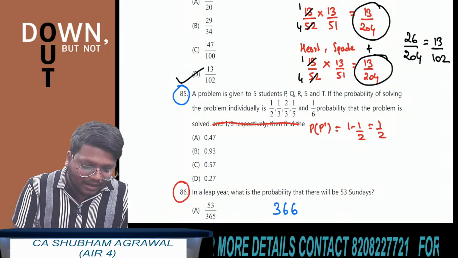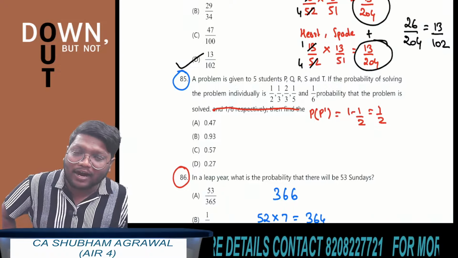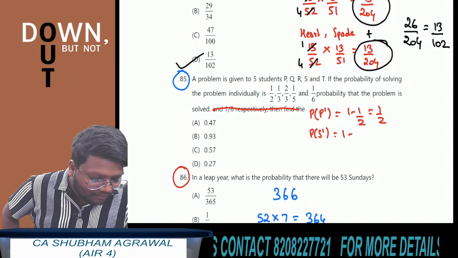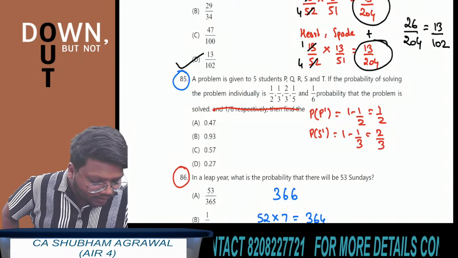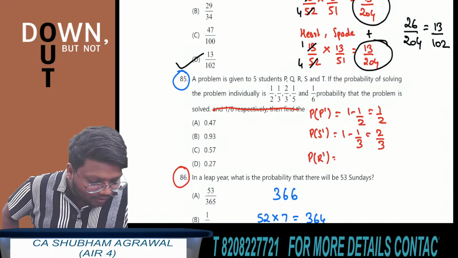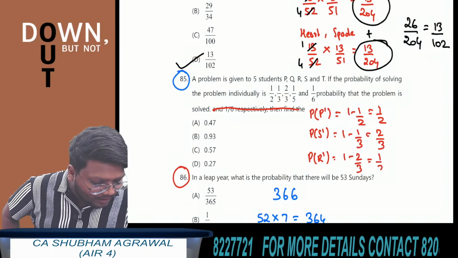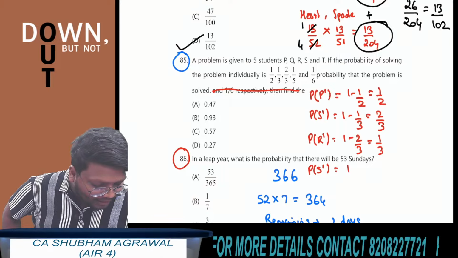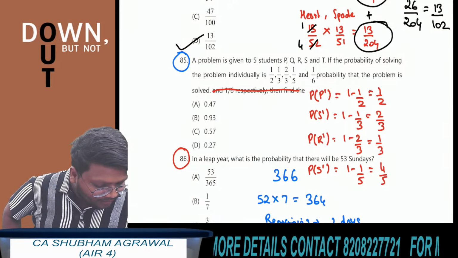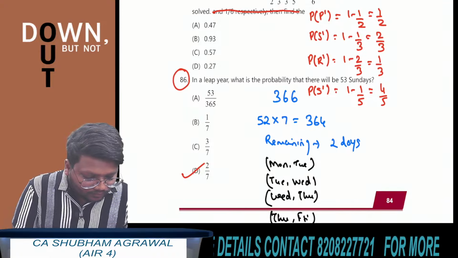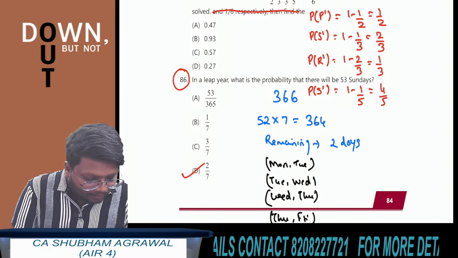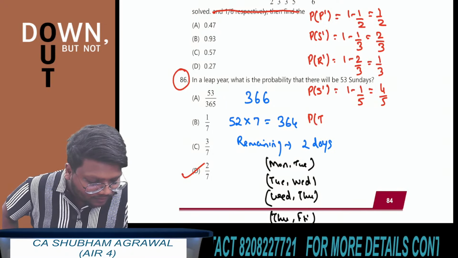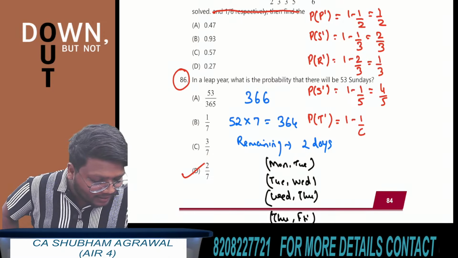Similarly, now find probability of Q dash, probability of R dash, probability of S dash, and probability of T dash. Probability of Q dash is 1 minus 1 by 3, which equals 2 by 3. Probability of R dash is 1 minus 2 by 3, which equals 1 by 3. Probability of S dash is 1 minus 1 by 5, which is 4 by 5. And at last, probability of T dash is 1 minus 1 by 6, which equals 5 by 6.